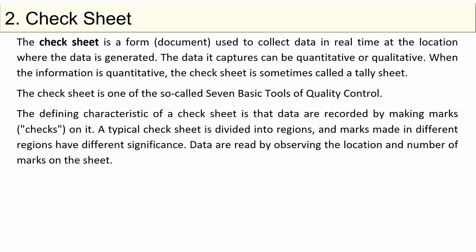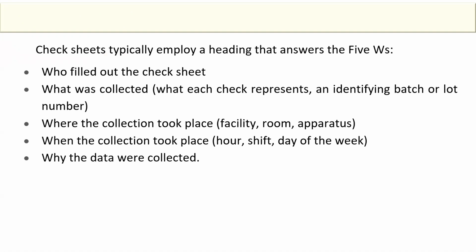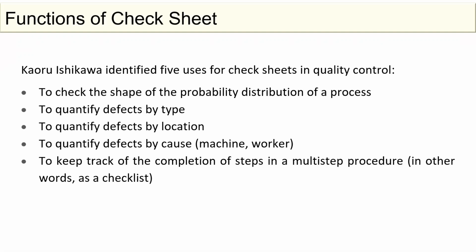A typical check sheet is divided into regions, and marks made in different regions have different significances. Data are read by observing the location and number of marks on the sheet. Check sheets typically employ a heading that answers the five W's: who filled out the check sheet, what was collected, where the collection took place, when the collection took place, and why the data were collected.